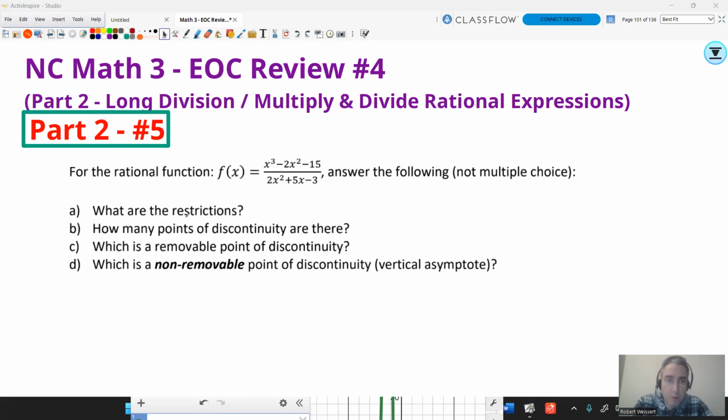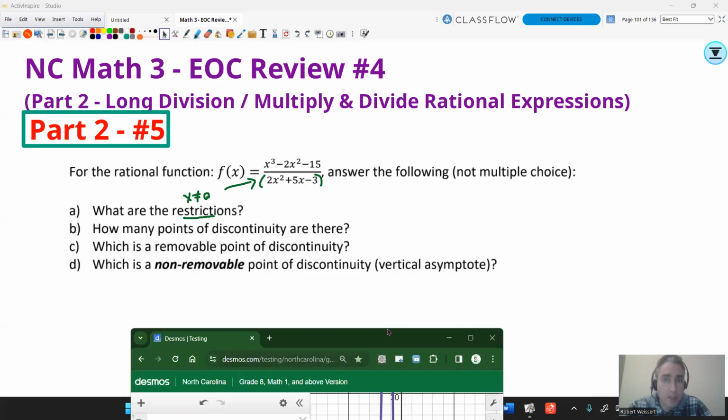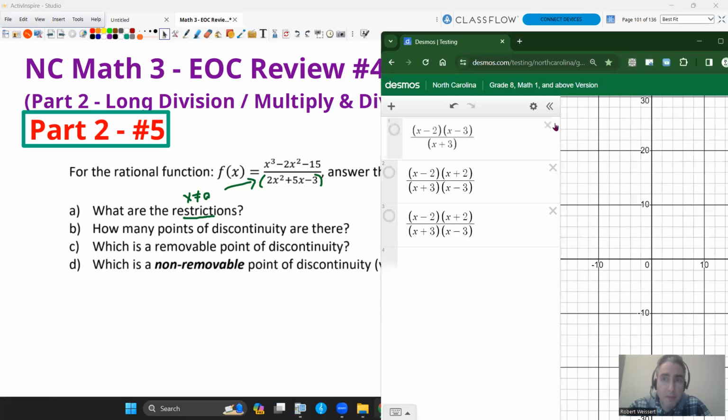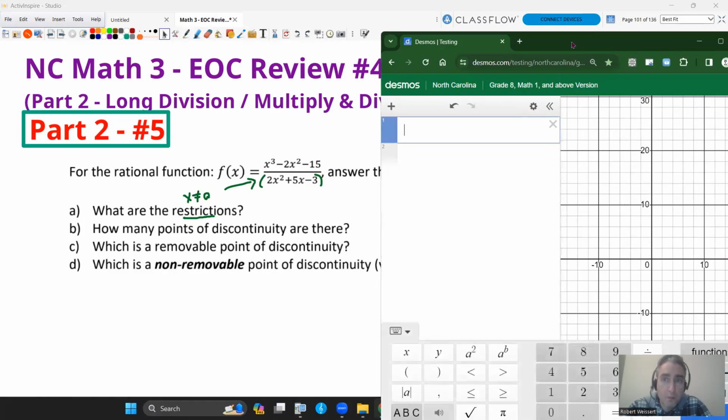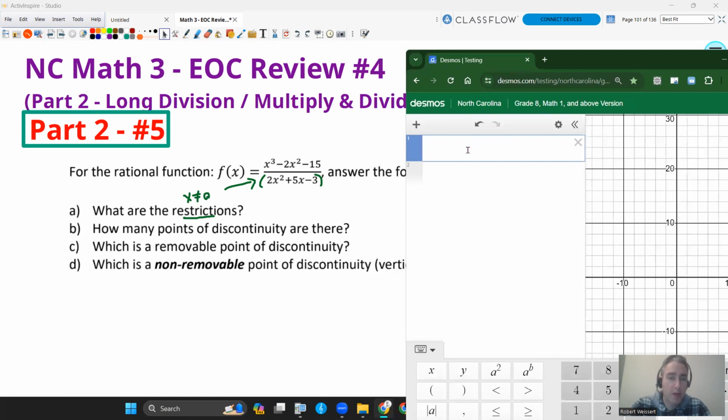So let me just do a real quick thing. Remember, the denominator cannot equal 0. So you want to know what's going to make that equal to 0. So you can actually, if you want, you can just use Desmos or you can factor. Let me show you a Desmos hack on that one. Let me get my other one out of here. For that, just take your denominator, type it in, find your zeros.